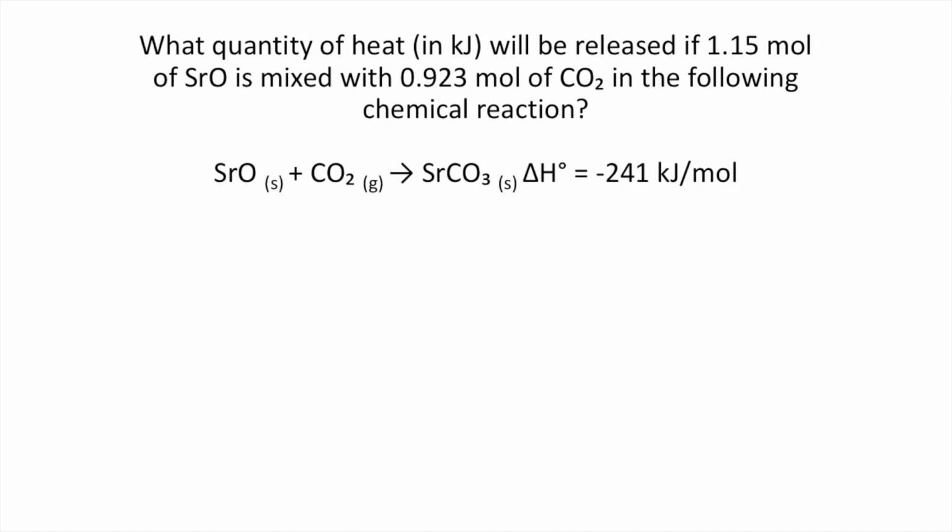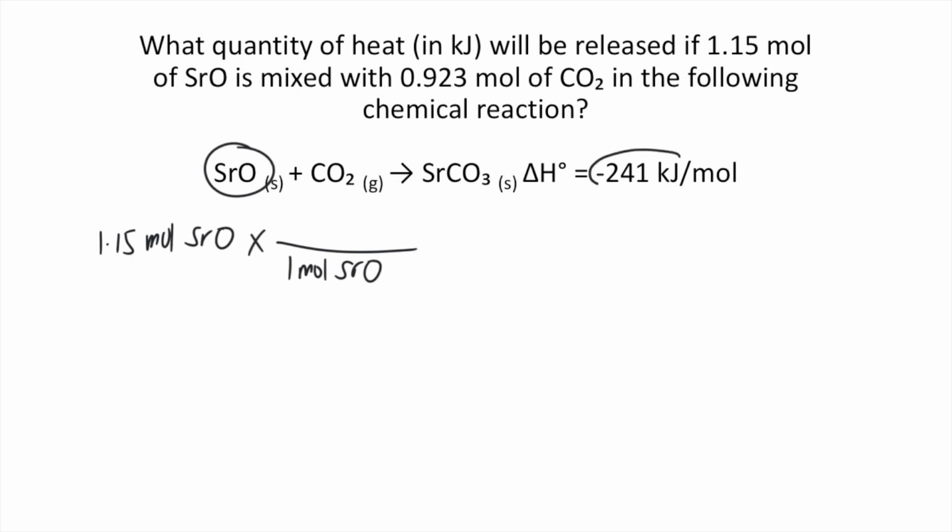What quantity of heat in kilojoules will be released if 1.15 moles of SrO is mixed with 0.923 moles of CO2 in the following chemical reaction? So here we are given first 1.15 moles of SrO. And if you look at the balanced chemical reaction, we have 1 mole of SrO. And the reaction, it says here the delta H is negative 241 kilojoules per mole.